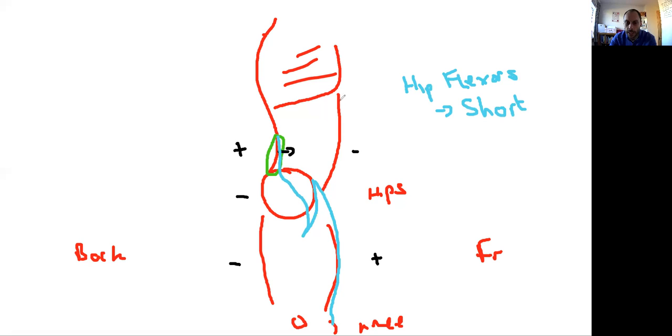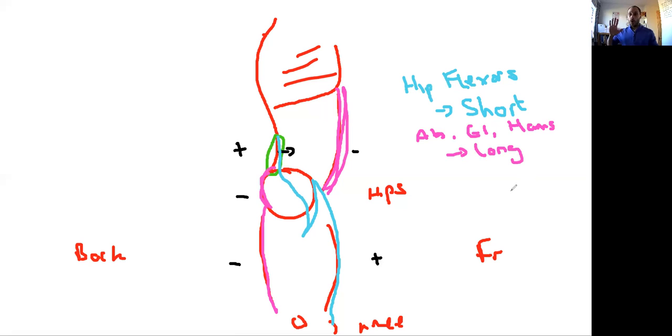So let's do another color here. Abdominals, let's get them in pink. Hamstrings and glutes. So we have abs, glutes, glute max, the big one at the back there, and hamstrings. These are often long in this particular presentation, so lower back pain where the lower back is too arched.